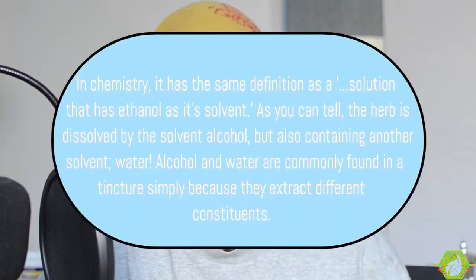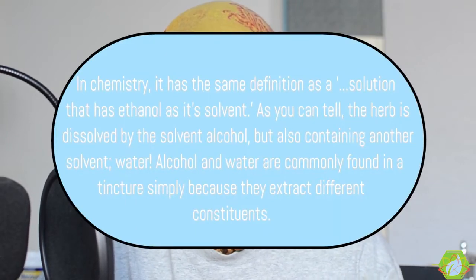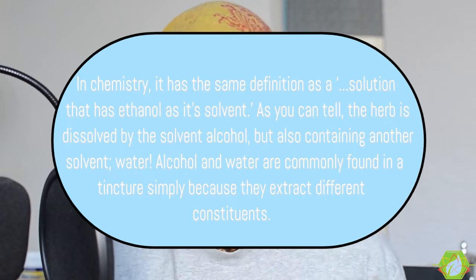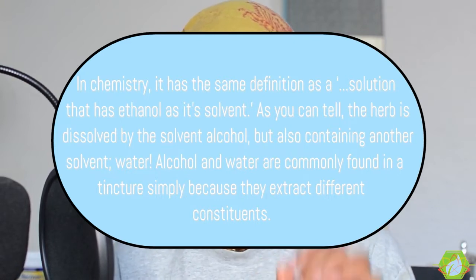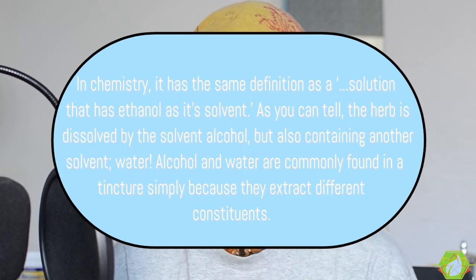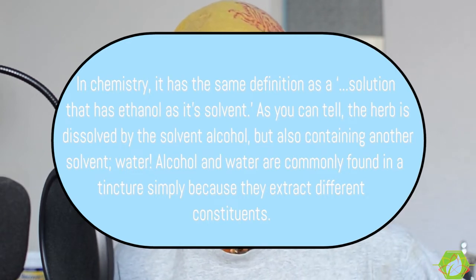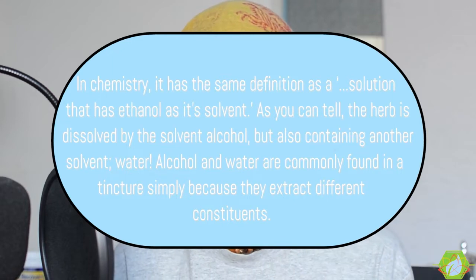Let's start with a tincture. In the simplest terms, we call this particular liquid extract an alcohol extract. In chemistry, it has the same definition as a solution that has ethanol as a solvent. As you can tell, the herb is dissolved by the solvent alcohol, but also containing another solvent, water. Alcohol and water are commonly found in a tincture simply because they extract different constituents. Considering there's water in the mix, alcohol does a really good job playing the role as antimicrobial preservative. Very, very important thing to keep in mind.